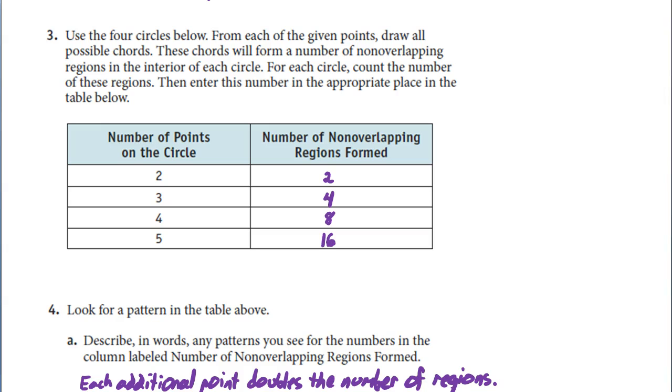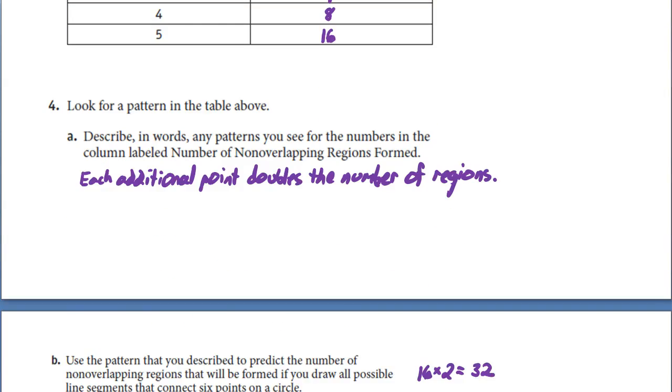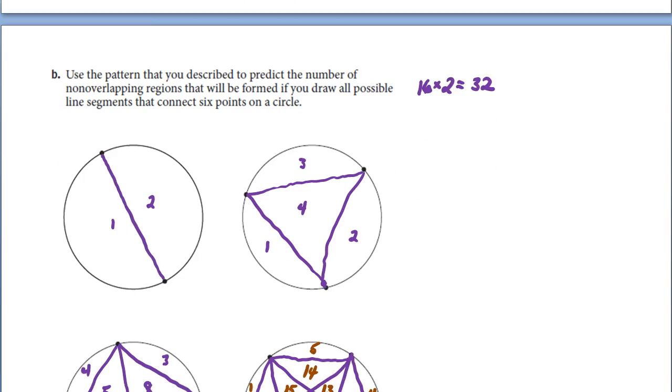Let's move to some geometry now. Use the 4 circles below. From each of the given points, draw all possible chords. These chords will form a number of non-overlapping regions in the interior of each circle. For each circle, count the number of these regions. Enter this number in the appropriate place below. So if I scroll down, we can see the circles that we have to work with.